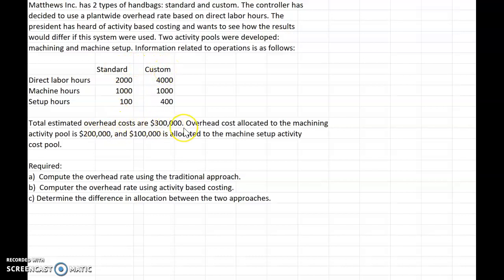They've estimated overhead costs are $300,000. So this $300,000 of overhead, when they break it down, $200,000 is machining and $100,000 is machine setup. So first off, they ask us in the requirement to compute the overhead rate using the traditional approach. So the traditional approach is using the plant-wide rate, a single overhead rate. So this is traditional.